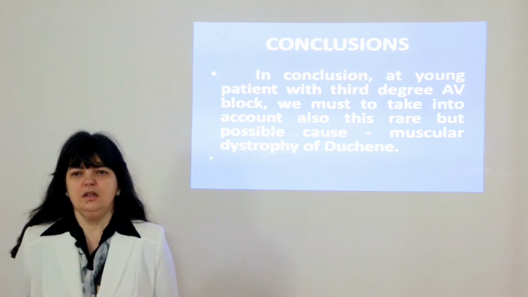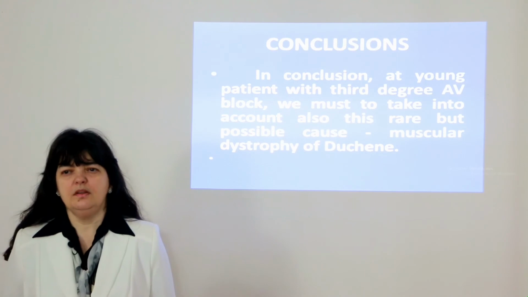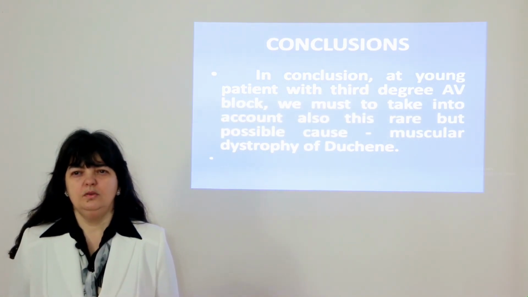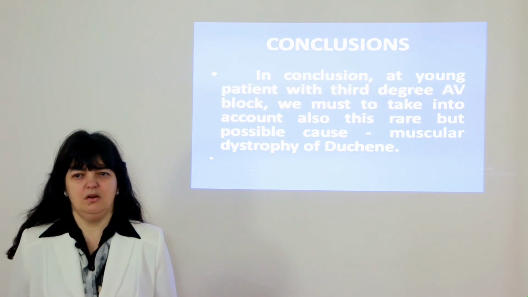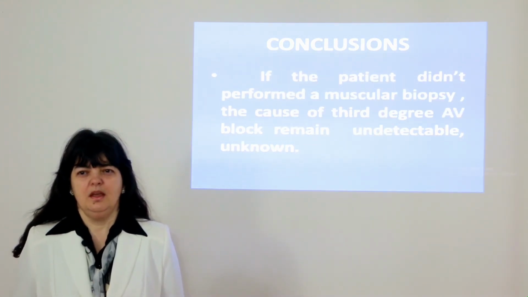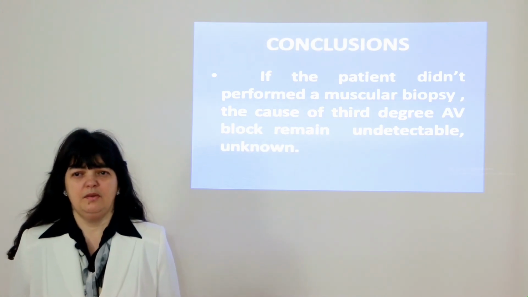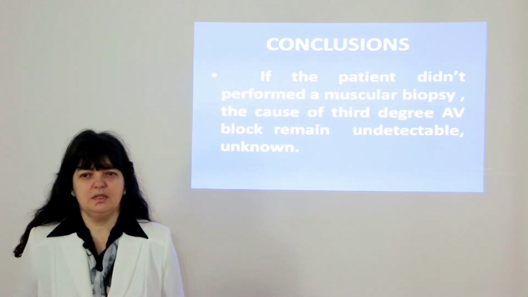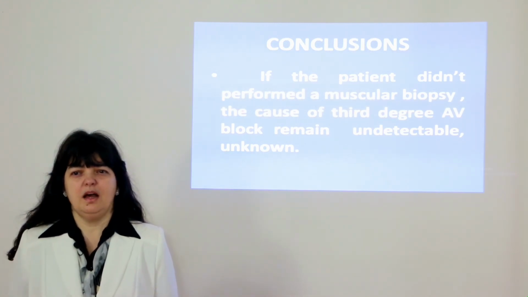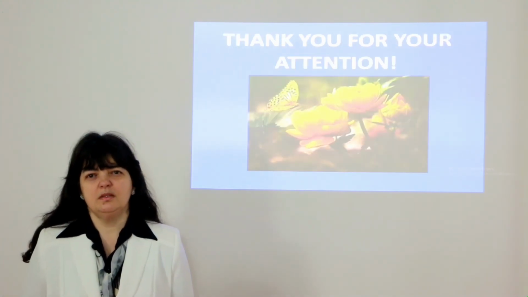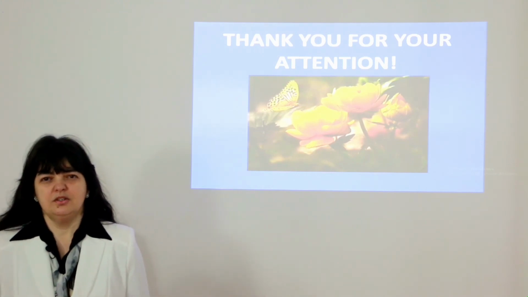In conclusion, in a young patient with a third-degree AV block, we must also take into account this rare but possible cause, Duchenne muscular dystrophy. If the patient hadn't undergone a muscular biopsy, the cause of the third-degree AV block would have remained undetectable and unknown. So this was my presentation for you.